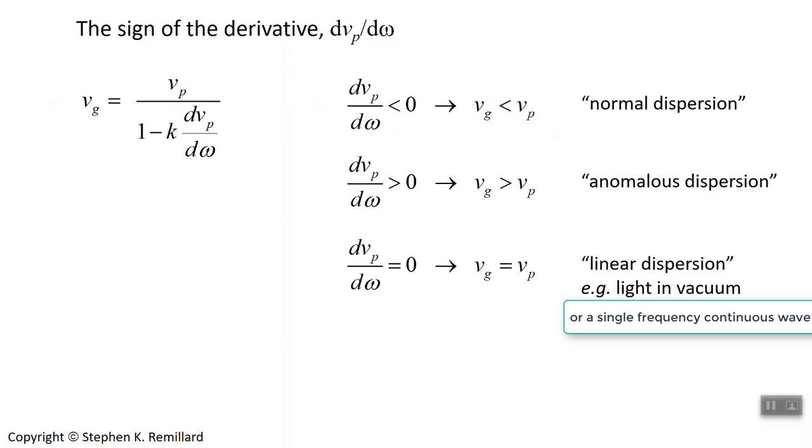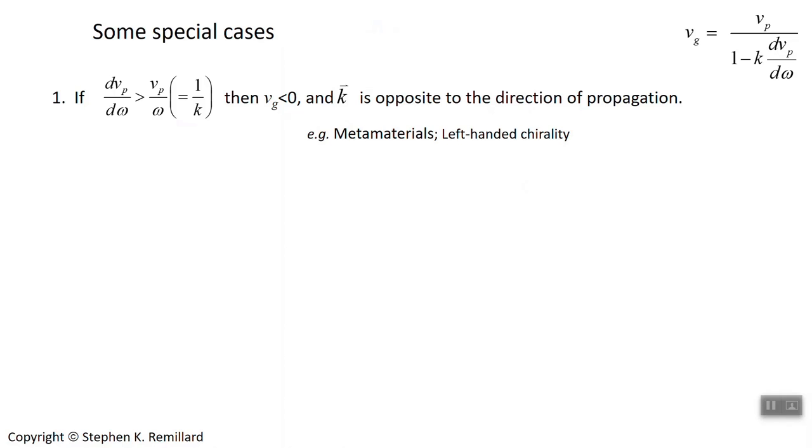I want to look now at 3 very special cases, not following the regime argument, but in this case, when dv phase by d omega is specifically greater than v phase divided by omega, that is, it's greater than 1 over k. I have the expression up here that relates to them. When that's the case, the denominator becomes negative. Group velocity becomes negative. The group velocity and the wave vector for the wave are in opposite directions. That's the case for left-handed media, that is metamaterials, which is a hot research topic in applied electromagnetism these days.